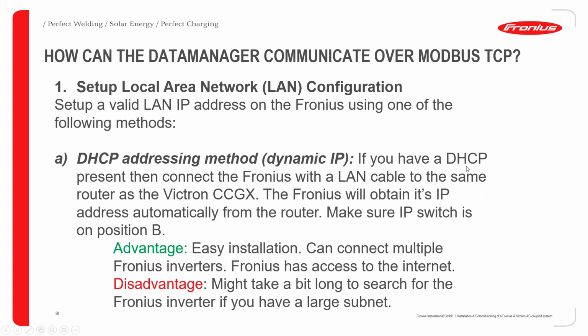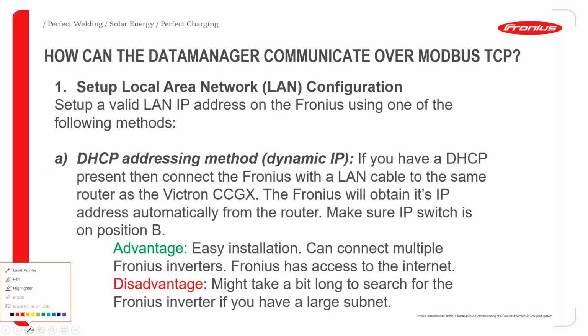There are multiple ways, three ways to be precise, in which you can achieve communication over Modbus TCP. The first method is to set up a local area network, which is a LAN configuration. Here you set up a valid LAN IP address on the Fronius using one of the following methods.